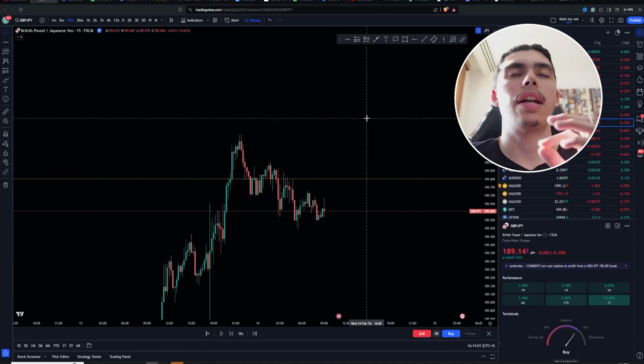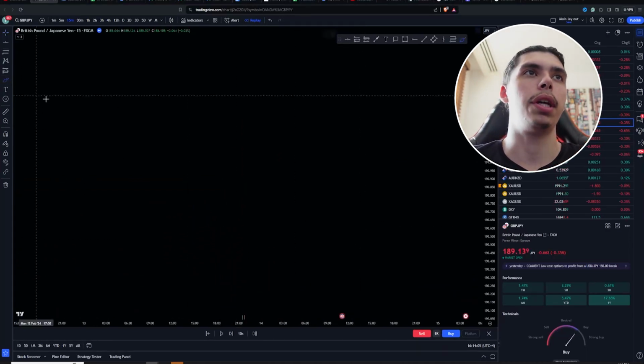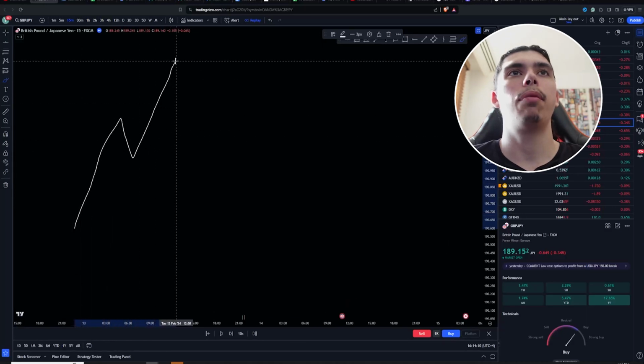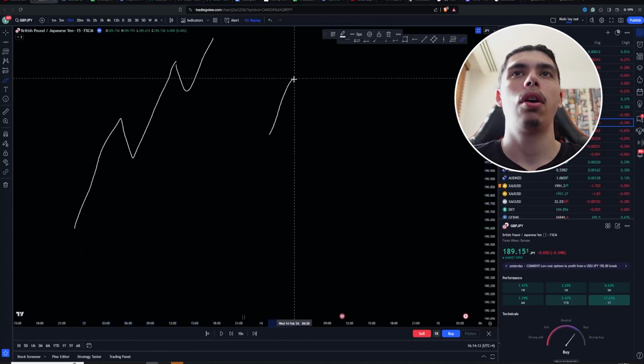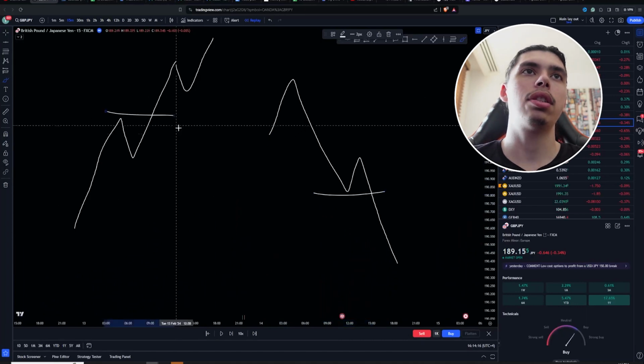So let's understand a few things here. First of all, what is a break of structure? What does it mean? It simply means, and this is super important, that we can have either a break of structure towards the upside, or a break of structure towards the downside. So this is a break of structure, and this is a break of structure.